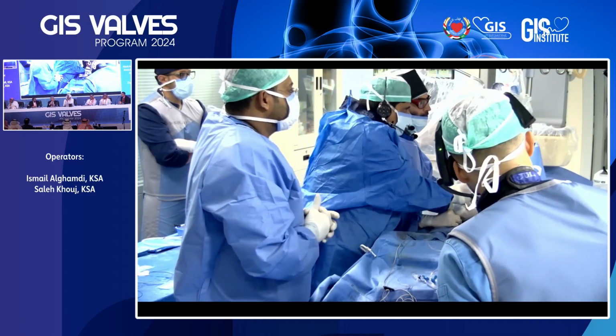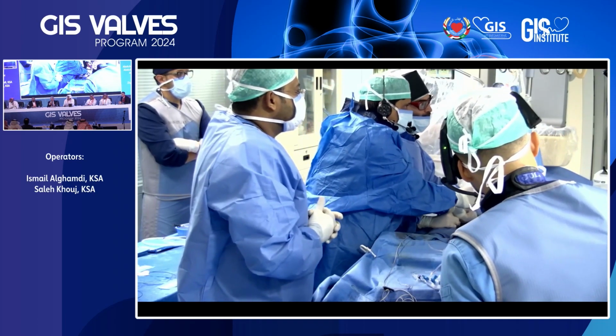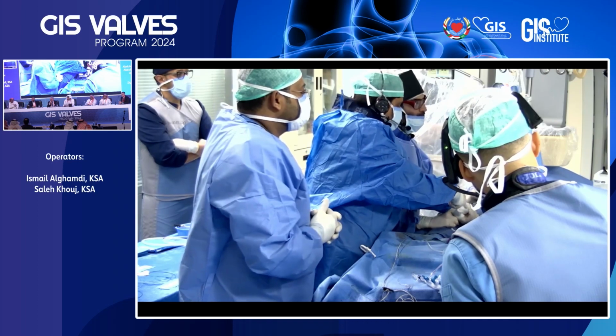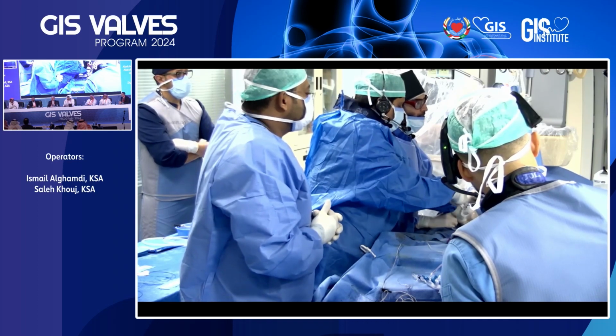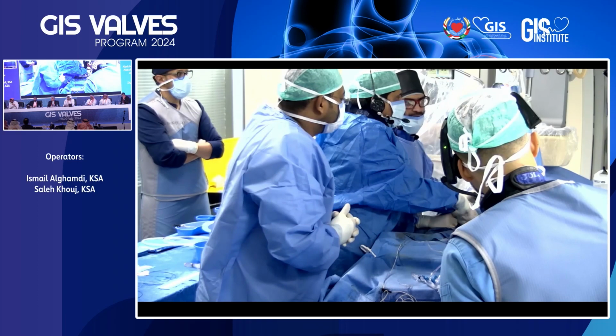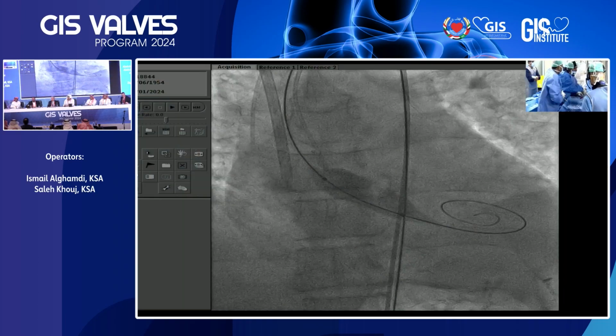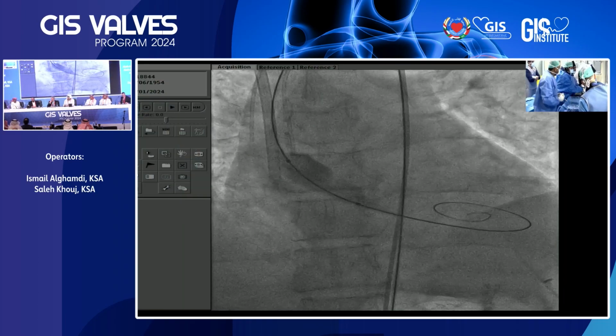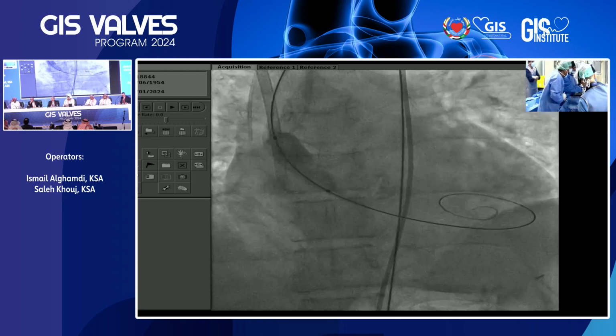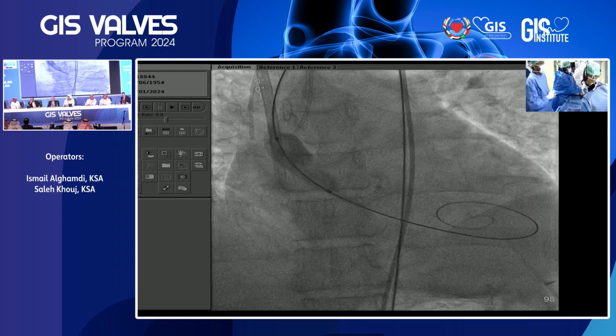So, Dr. Saleh, can you ask the cameraman to depict the image of the valve deployment and the process rather than the image of the femoral? So what size balloon, Dr. Saleh, are you using? We are using the size 20 millimeter based on the minimal diameter of the annulus.